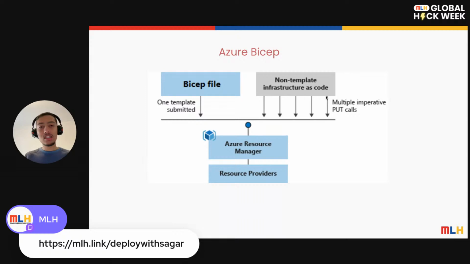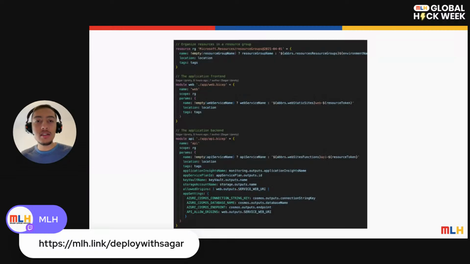So we have a specific order of resource creation, but that is super easy with Bicep because it compiles all the requests and it knows the order of creation of the resources. And with the help of the resource manager and the provider, it creates those resources for us in a specific order in a single call. And that's super nice to have.